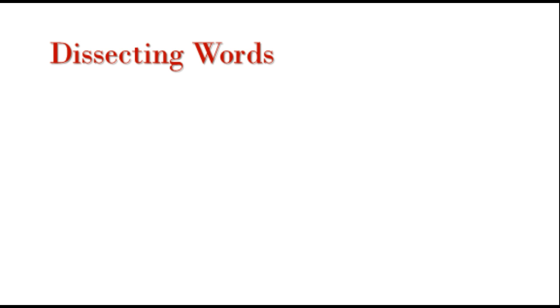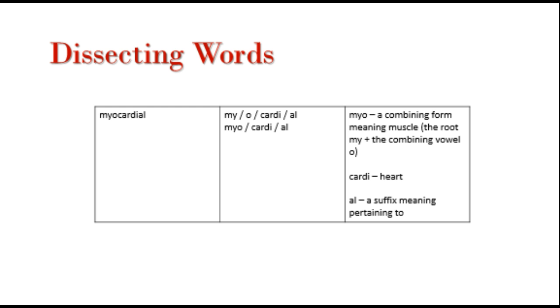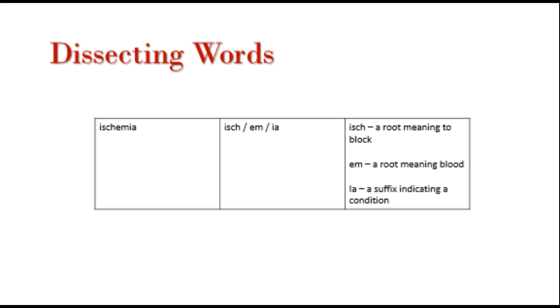Let's look at some examples. Myocardial. As you can see, we can break the word down into the root my, meaning muscle, the root cardi, meaning heart, and the suffix al, meaning pertaining to. Myocardial, then, means pertaining to the muscles of the heart. Ischemia. The root isk means to suppress, and the root im means blood. The suffix ia indicates a state or condition. Ischemia is the condition of a suppressed blood flow, or a deficiency of blood flow.